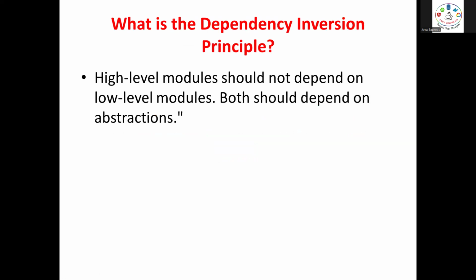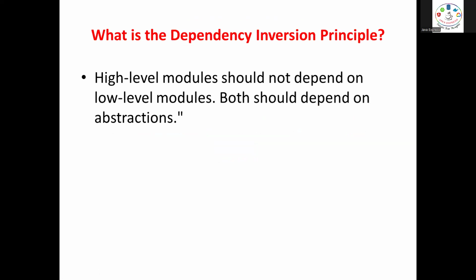Now let me start with what the dependency inversion principle is. Basically, this principle says that high level modules should not depend on low level modules. Both should depend on the abstraction. Already we are following this concept, but you should be aware that in the Spring framework we mostly use dependency injection, right? Autowiring is where it comes into the picture. What is a high level module, what is a low level module, and why should both depend on the abstraction? That is what we are going to discuss now.